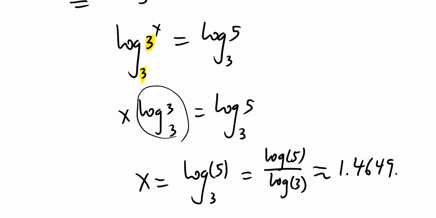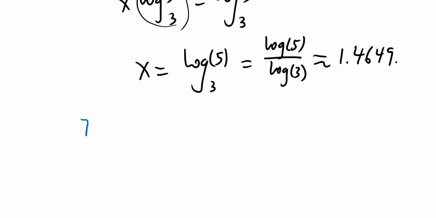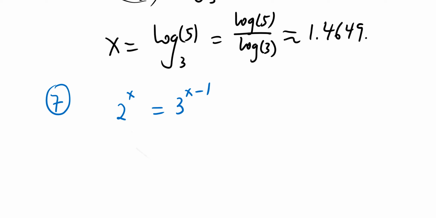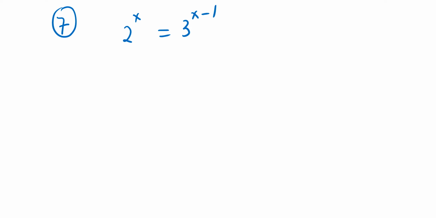But what about if the variable is on both sides? What base should I take? So something like this. In this case, should I take log base 2 or 3 or 10? Well, it's up to you. You can do base 2, base 3, base 10. You will get the same answer. Here I'm going to just take base 10. So we do log both sides, which automatically means base 10, because most calculators are programmed base 10.